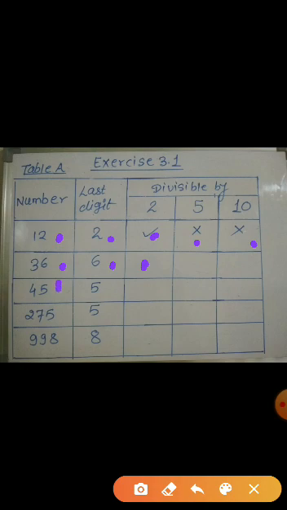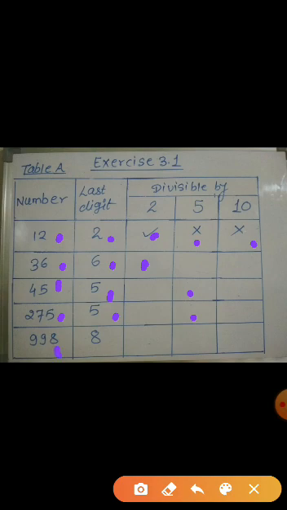Then the third number is 45. The last digit of 45 is 5. Since the last digit is 5, the number is divisible by 5. So, we have to make a tick in front of 5 only, and in columns 2 and 10, we have to make a cross. Again in number 275, the last digit is 5. So, again this number is divisible by 5 only, but not by 2 and 10.